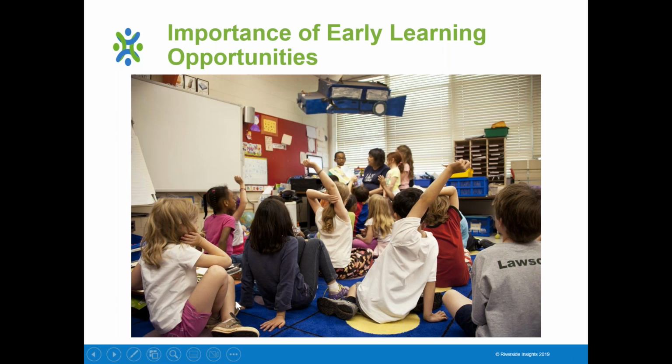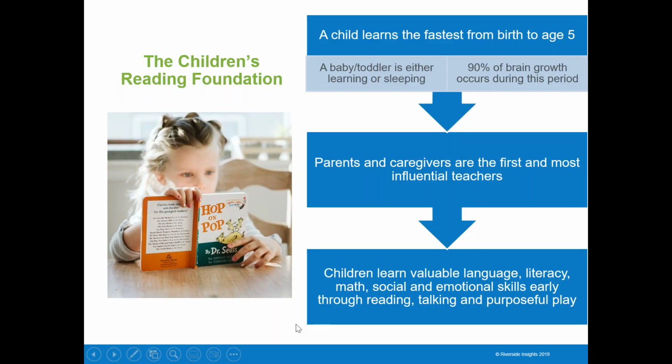So we know that there is this great importance with regards to early learning opportunities. We know that when students have early learning opportunities, they oftentimes are more successful in school, academically, as well as socially, etc. We also know that those key foundational skills that students acquire often happens between birth and age 5. So there's a lot that goes on within that age range. 90% of the brain growth occurs during this period. And we know that parents and caregivers are the first and most influential teachers.